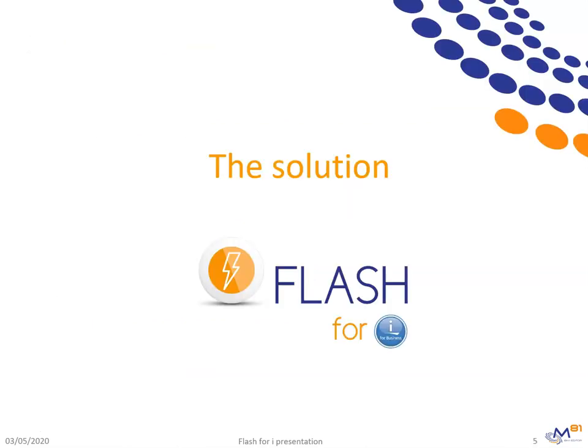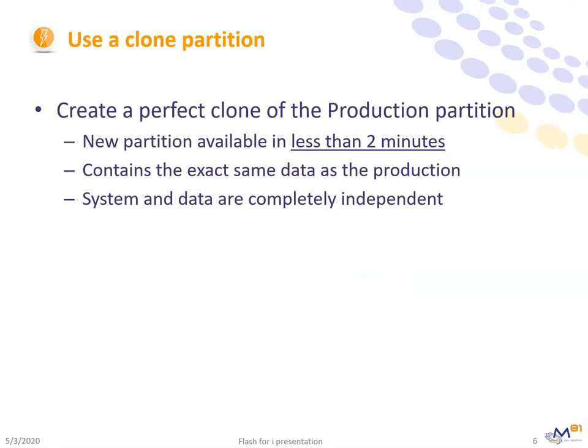Let's see how Flash4i may be a solution. The idea is to create a clone of the production disks and show those disks to another partition that we will call the clone partition. The cloning process is instantaneous, regardless of the disk space. 500 gigs, 5 terabytes or more, we don't care. It's duplicated in 1 second.